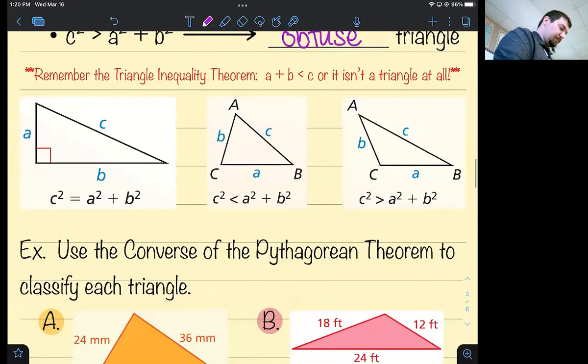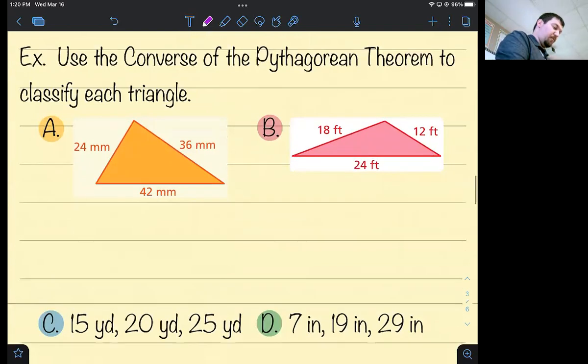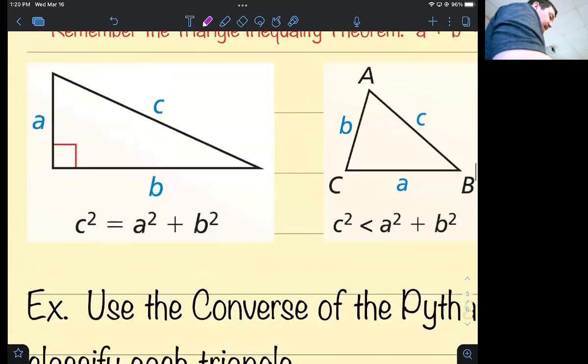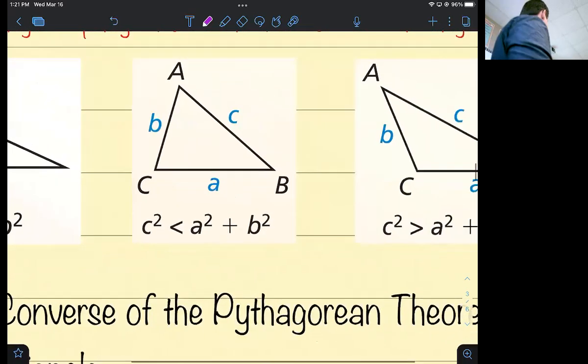Now, with these triangles that you're going to see, if I have a picture of it, then it's a triangle, right? We can assume that. But when I give you just the side lengths, we're going to have to check that. So this is what it looks like if you have a right triangle, obviously. This is what it would look like if you have an acute triangle, where the square of the longest side is actually smaller than the squares of the two legs.